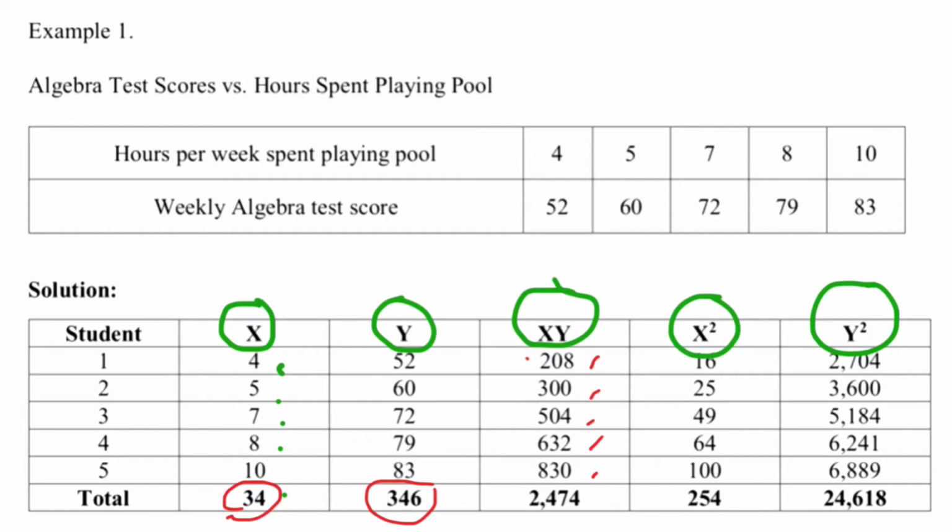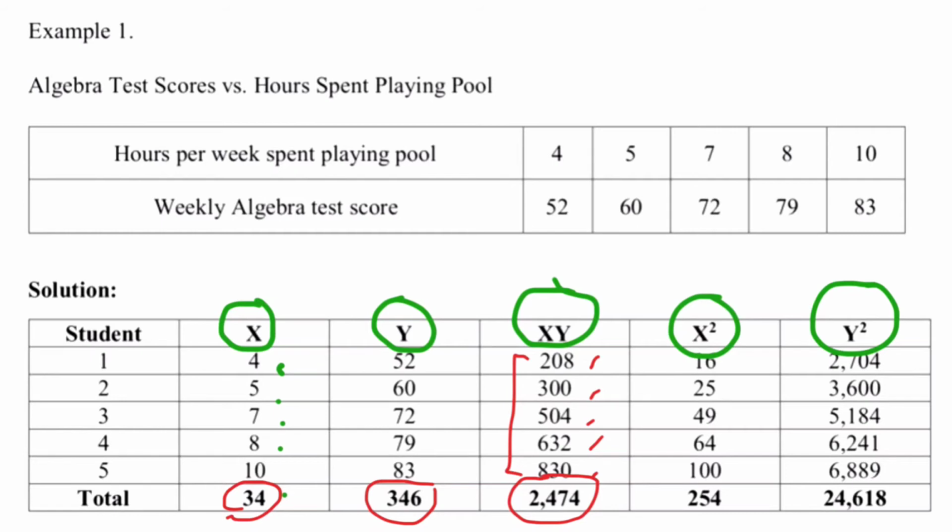Again, sabi natin, kailangan din natin yung summation ng ating X times Y. In order to get that, we have to add this data, hanggang sa pinakadulo. And 208 plus 300 plus 504 plus 632 plus 830 is equals to 2,474. Okay. And next, ang next na kailangan nating makuha ay yung value ng x squared.